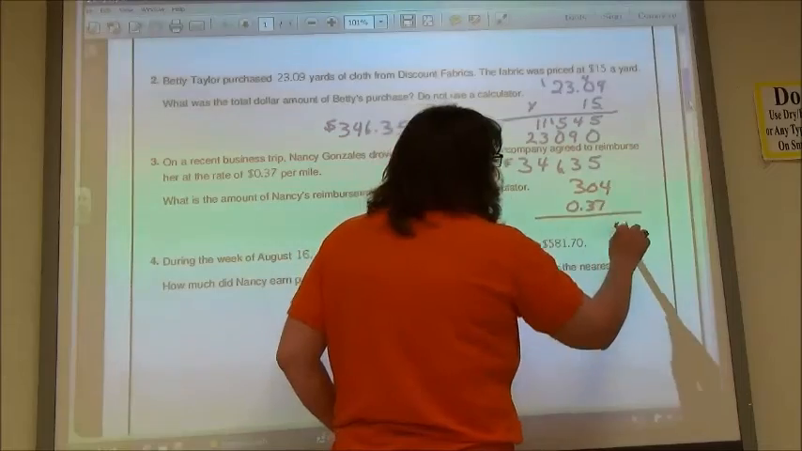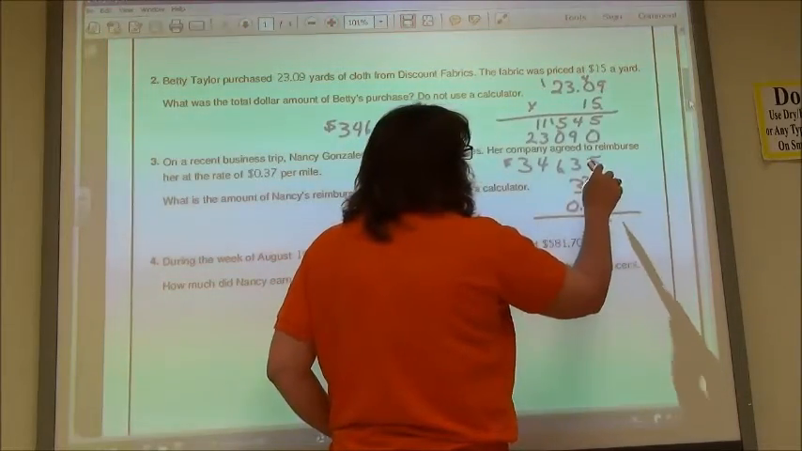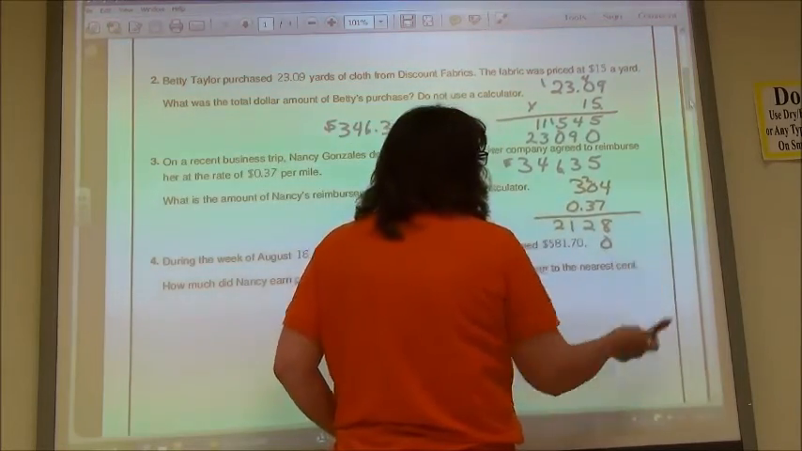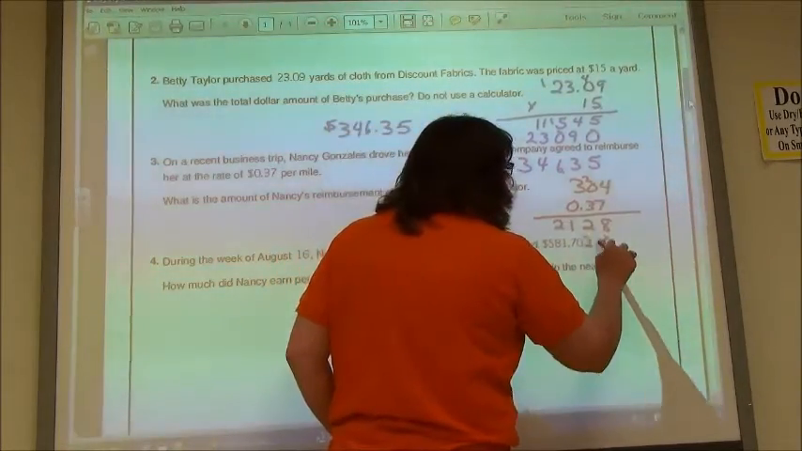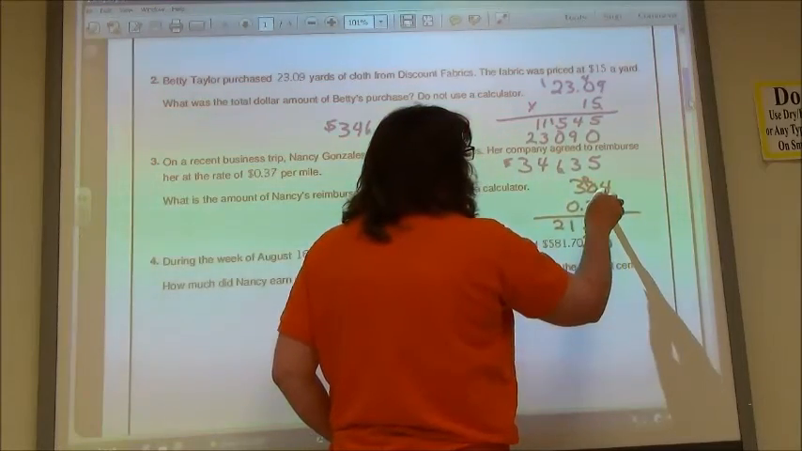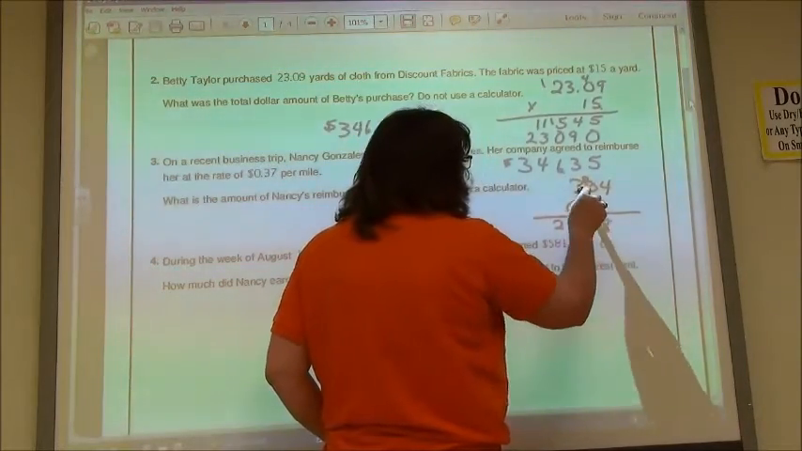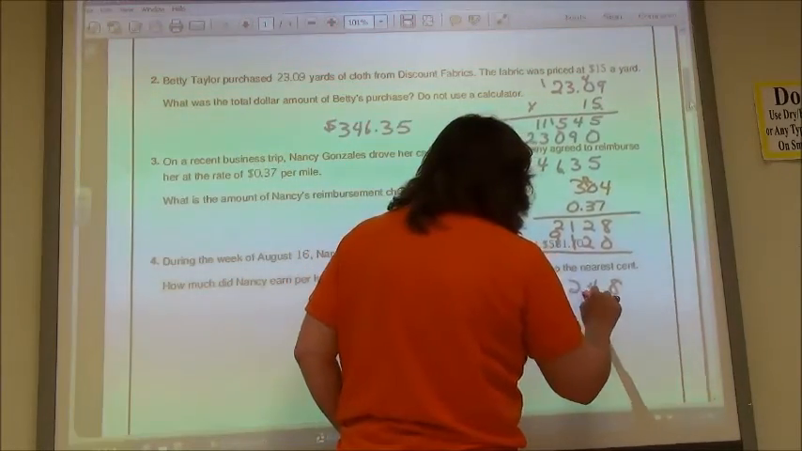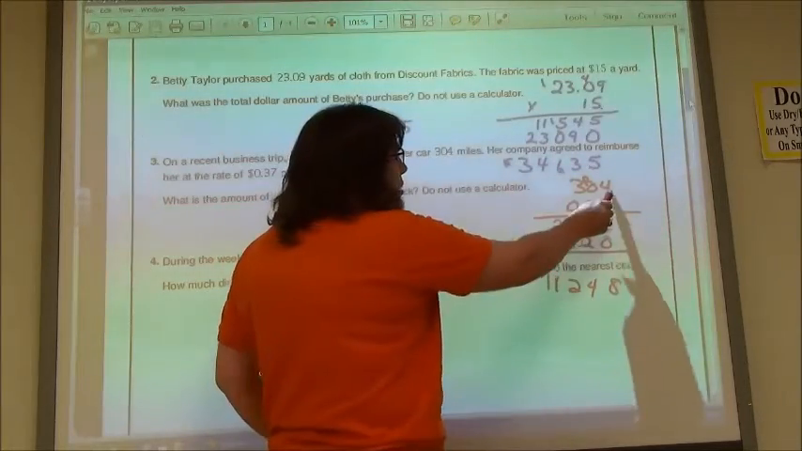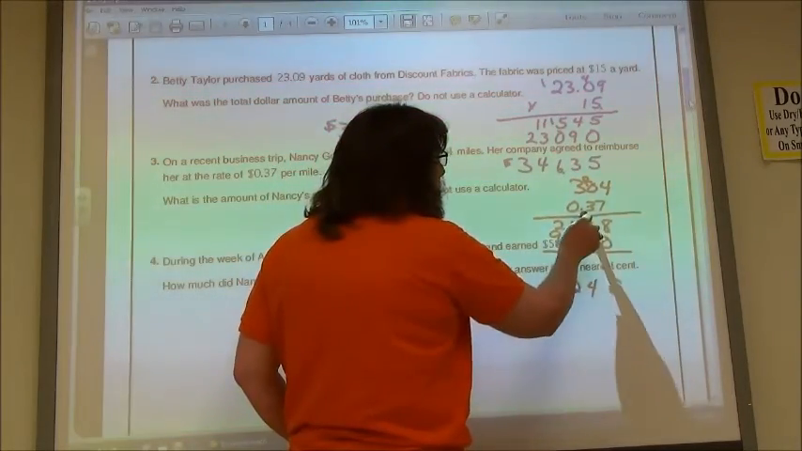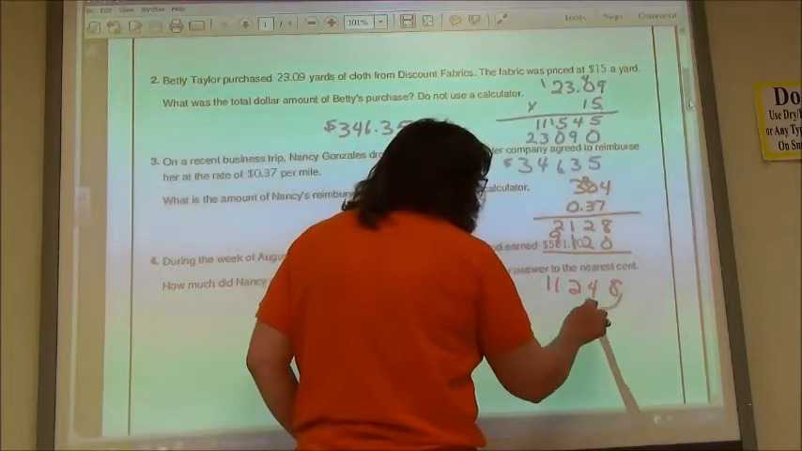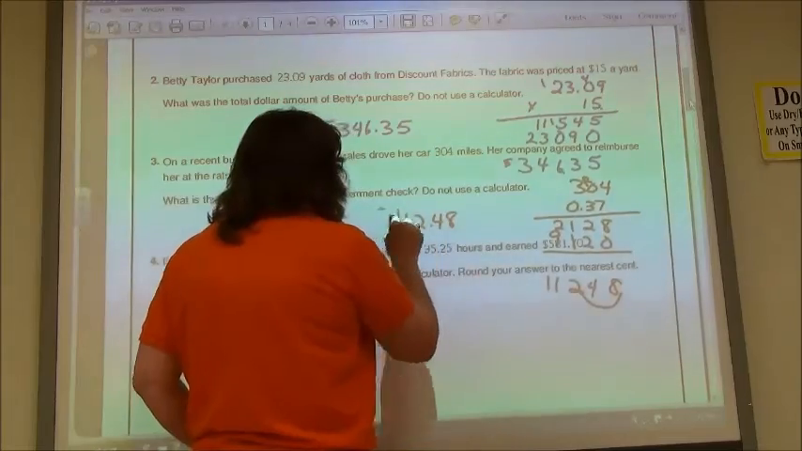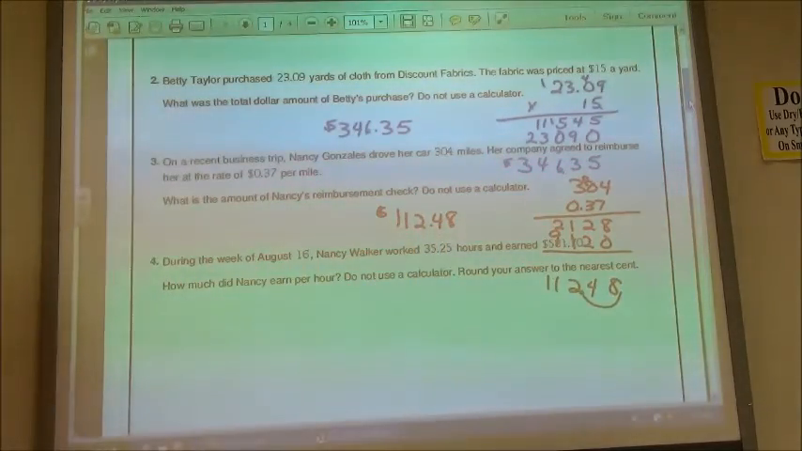So 7 times 4 is 28. 7 times 0 is 0 plus 2. 7 times 3 is 21. Move over a spot, so add a 0. 3 times 4 is 12. Carry my 1. 3 times 0 is 0, plus 1 is still 1. 3 times 3 is 9. And add. I get 8, 4, 2, 11. No places from the end on the top number, but 2 places from the end on the bottom number, so 0 plus 2 is 2. So I have $112.48 for the amount of my reimbursement check.